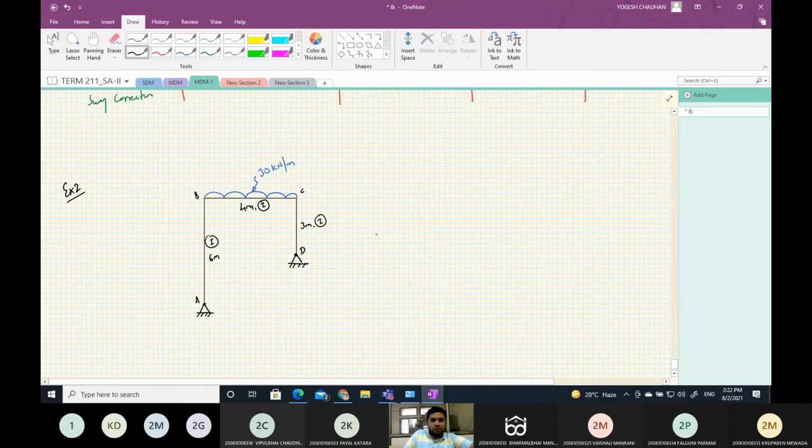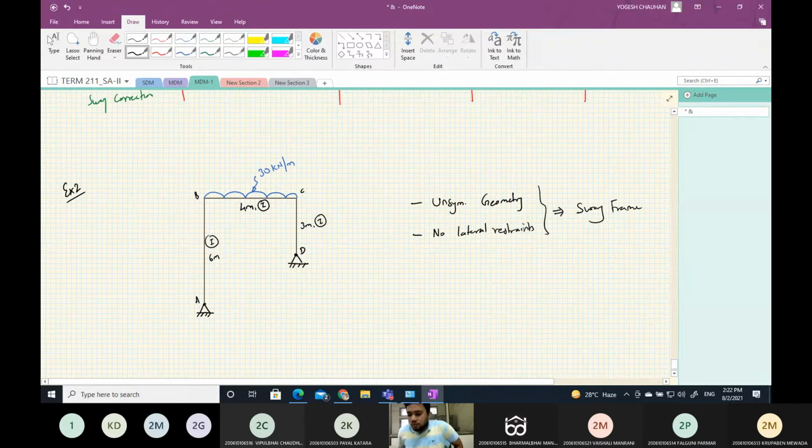So first step is to identify whether this is a sway frame or a non-sway frame. From the geometry you can see it is unsymmetric in terms of geometry. Second thing, there is no lateral restraint provided. This implies this frame is a sway frame.